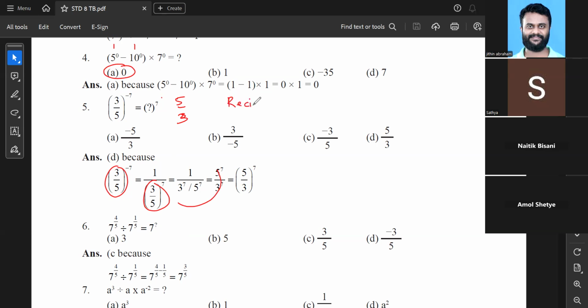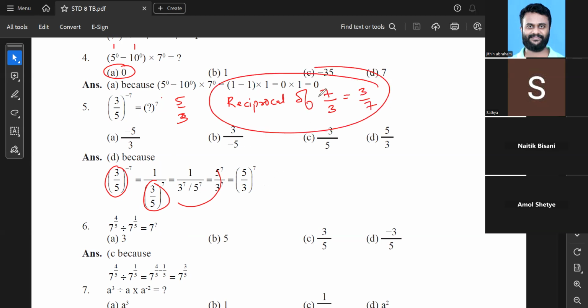But I'll simply give you one thing. The reciprocal of any number, let's say 7 by 3, is 3 by 7. You should always remember this. You simply have to exchange the numerator and denominator. That's it.